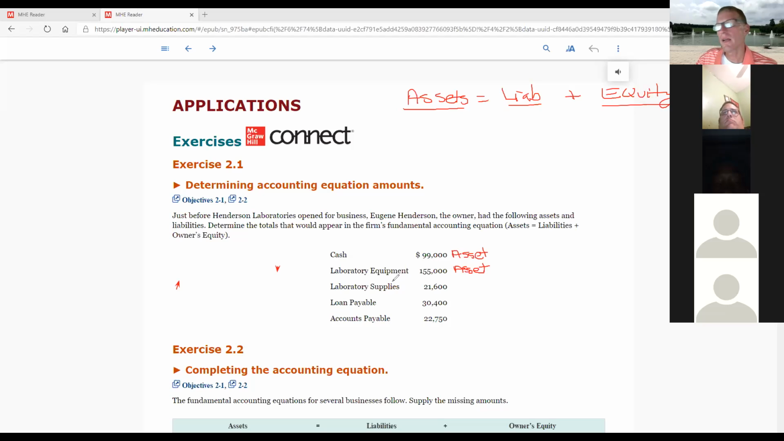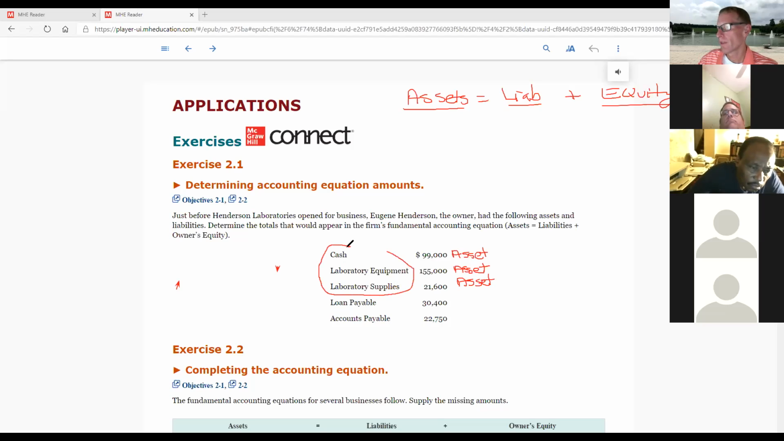The next one, laboratory supplies. What do you think? Asset. Very good. You guys got it. Very simple. So these first three right here are all assets. If you add these together, you get your total assets. I'm going to write this up here. I got 275.6, and you can go back and check that, but you should get about $275,600 of total assets.